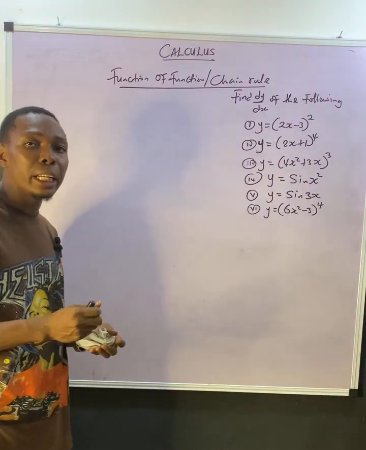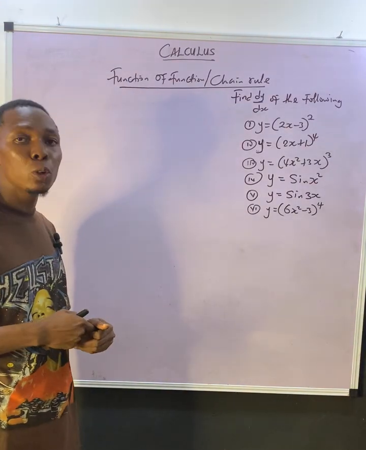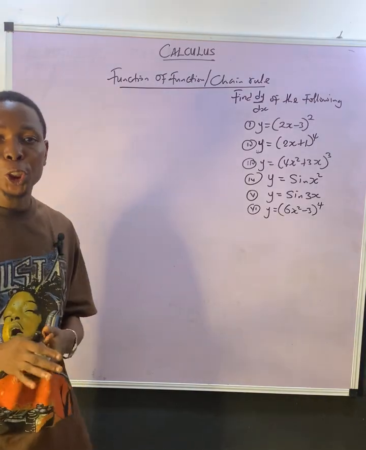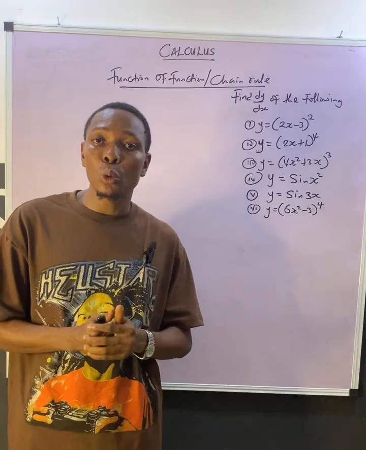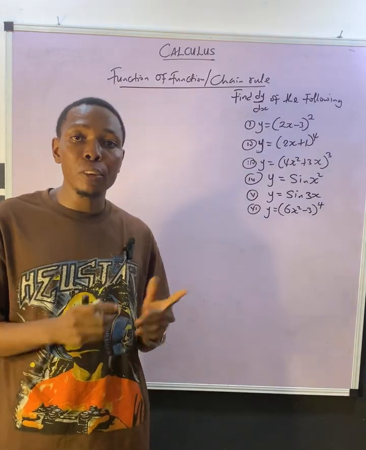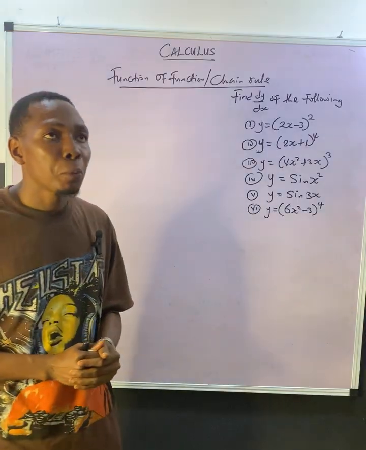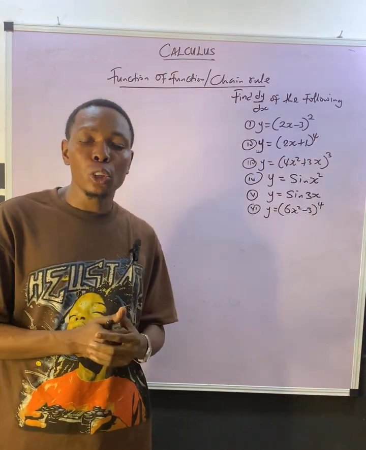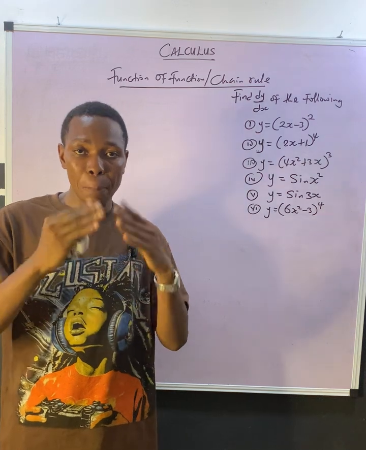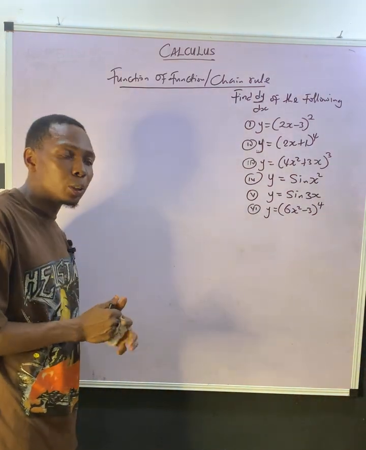Today we are going to be having calculus and a topic in calculus called function of a function. You can call it function of a function, you can call it chain rule, or you can also call it composite rule. In our previous class, we treated product rule. So how do you know if a question is a function of a function? A function of a function always carries a power.